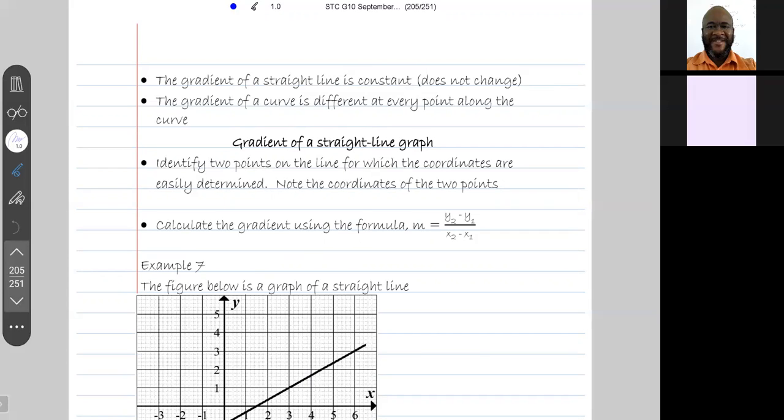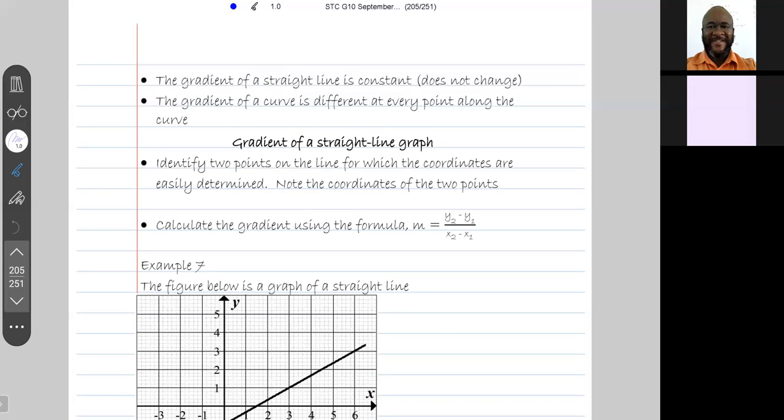The reason every 2 points on a straight line give the same gradient is because the gradient of a straight line is constant. Guys, the gradient of a curve is different at every point along the curve, and that is going to be explained when we're looking at the gradient of a curve. Now, gradient of a straight line graph.